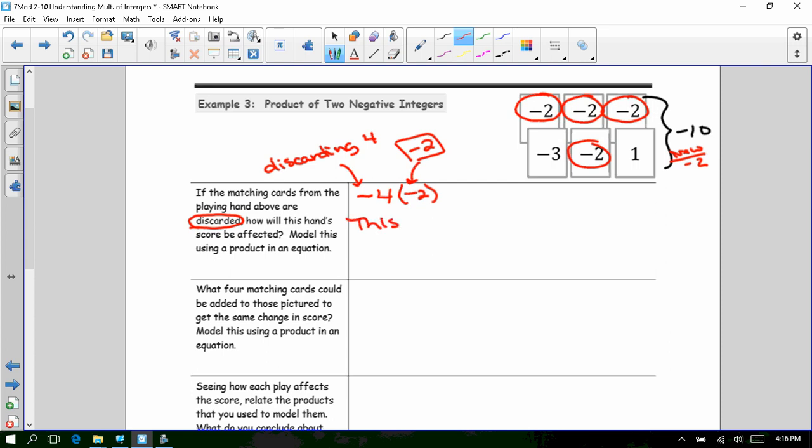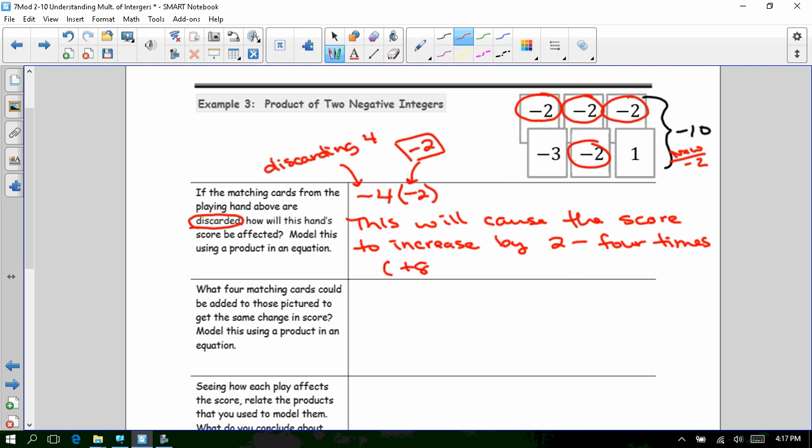This will cause the score to increase, go up, however you want to write it, it's okay, to increase or go up by 2, but it's 4 times. Right? It went up. In other words, my score went up 8 points. If we're playing the integer game, and the whole goal is to get closest to 0, I just got myself a lot closer to 0 by removing those 4 matching ones.